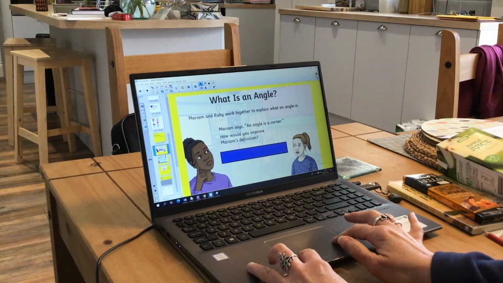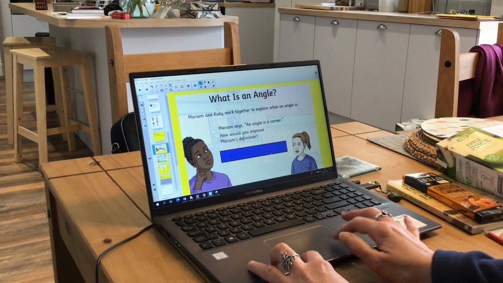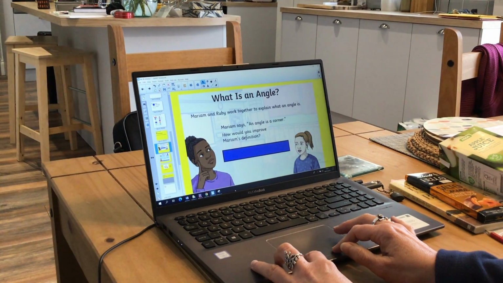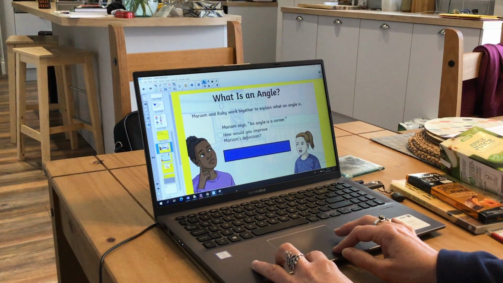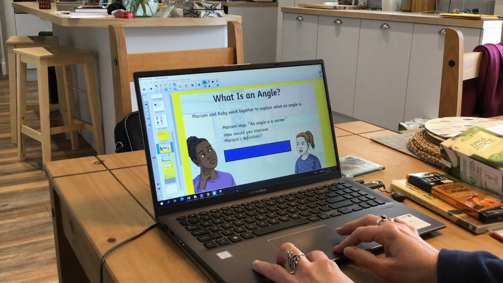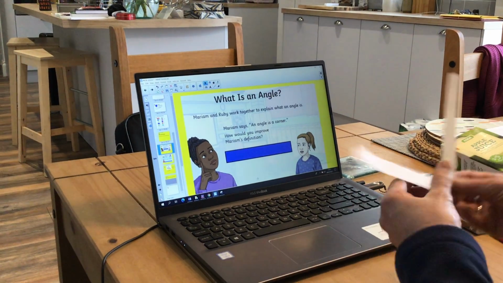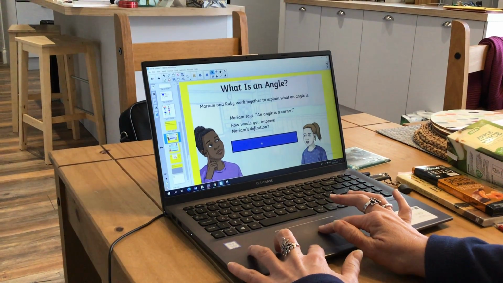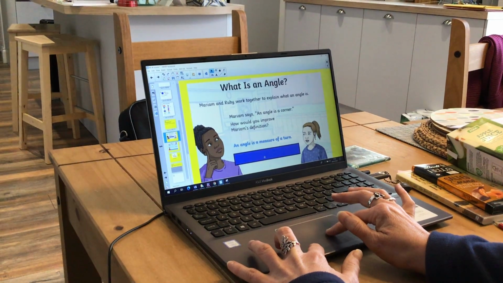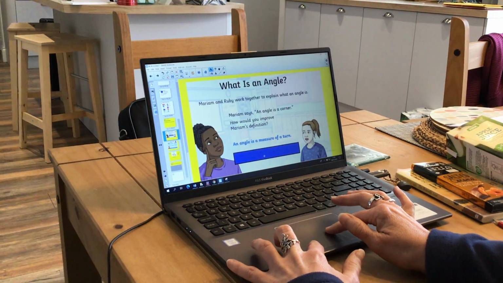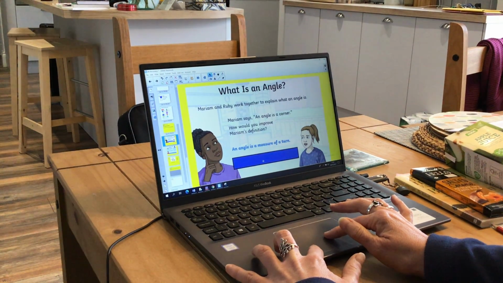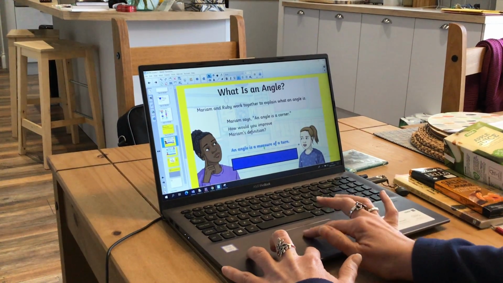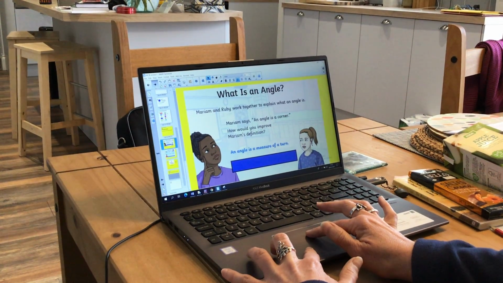Mariam and Ruby work together to explain what an angle is. Mariam says an angle is a corner. Oh, she's right. But how can we improve Mariam's definition? Well, a corner, that's absolutely true, but we can improve it because it's actually a measure of turn. It's about where 2 points meet and the angle has got a measure of turn. I'm going to show you a bit more about what that might mean, children, in a minute.